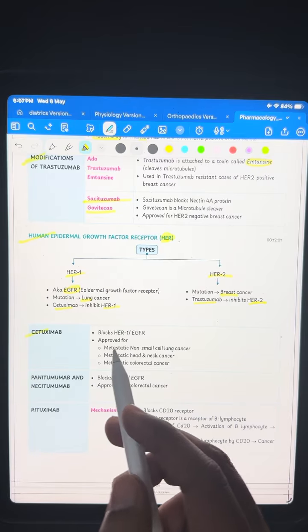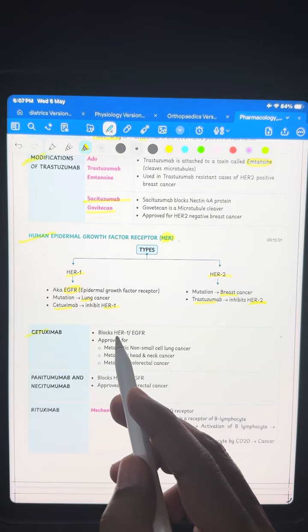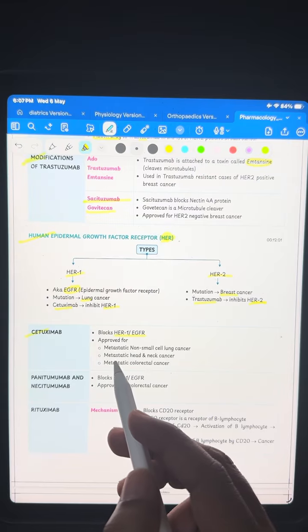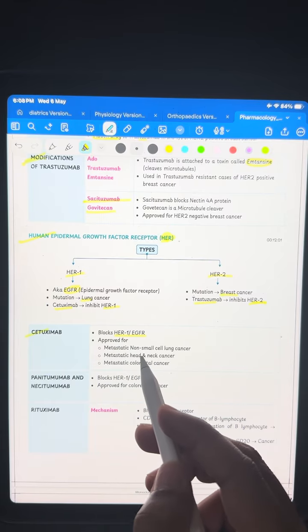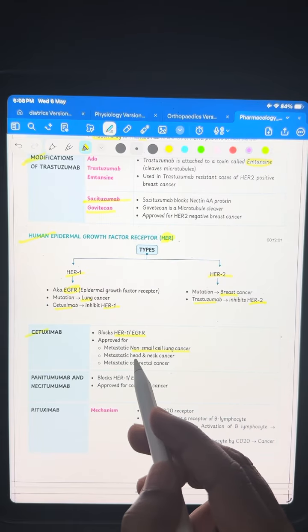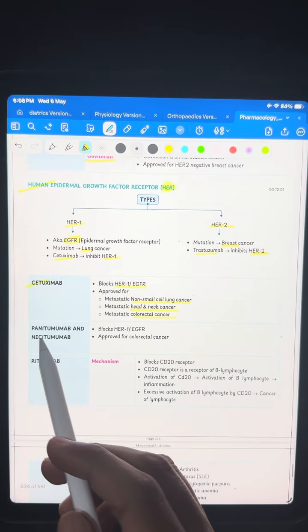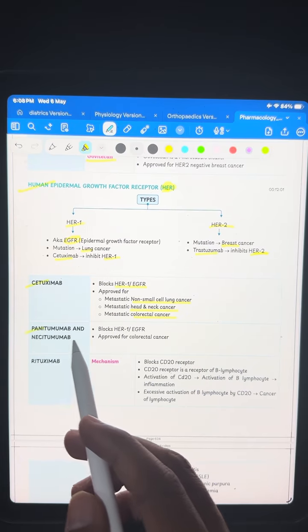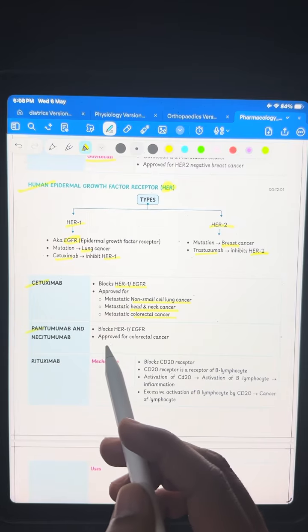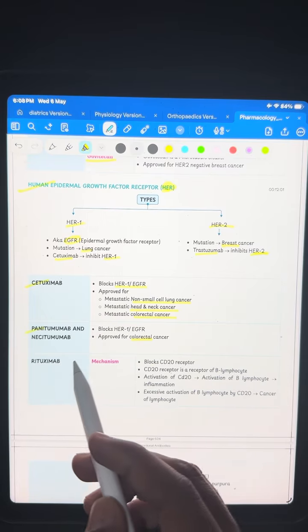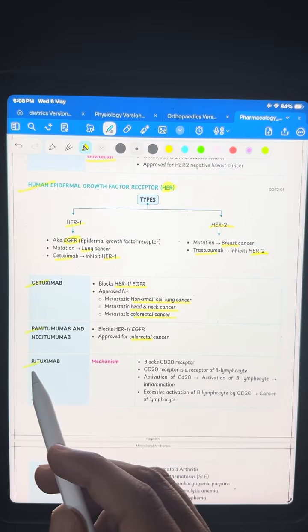Now cetuximab blocks HER1 or EGFR, approved for metastatic non-small cell lung cancer, head and neck cancer, and colorectal cancer. Now panitumumab and necitumumab are also used for colorectal cancer.